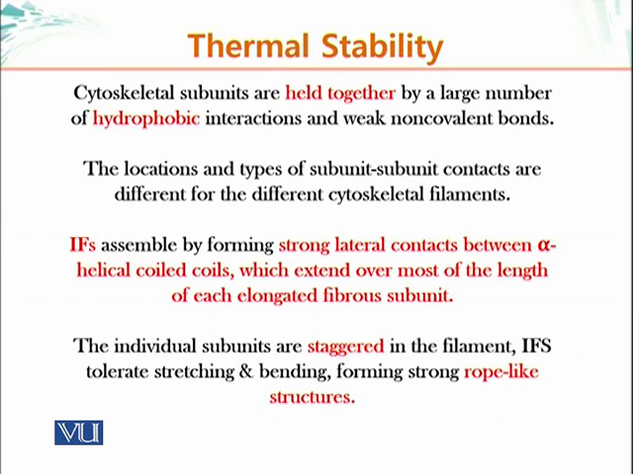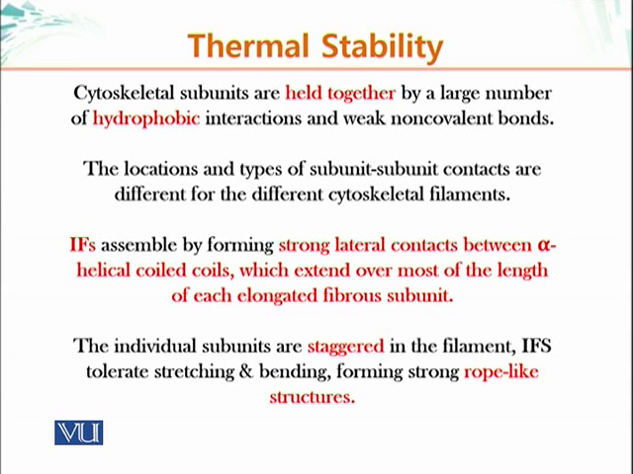So cytoskeletal subunits are held together by a large number of hydrophobic interactions and weak non-covalent bonds. We have talked about it. For example, hydrogen bonding is also a non-covalent weak bond. The location and types of subunit contacts are different for different cytoskeletal filaments. I'll show you in the next slide what I mean.